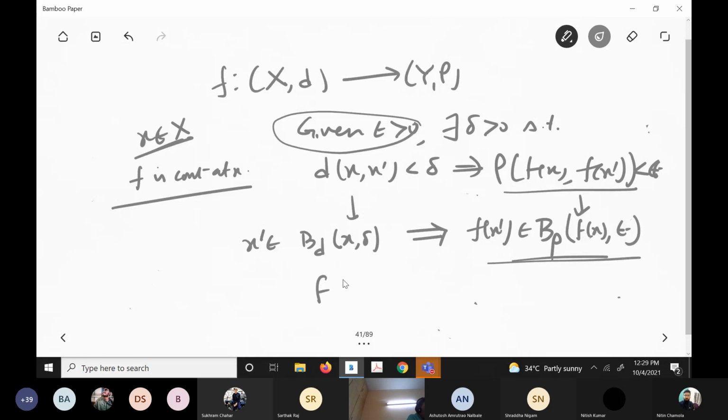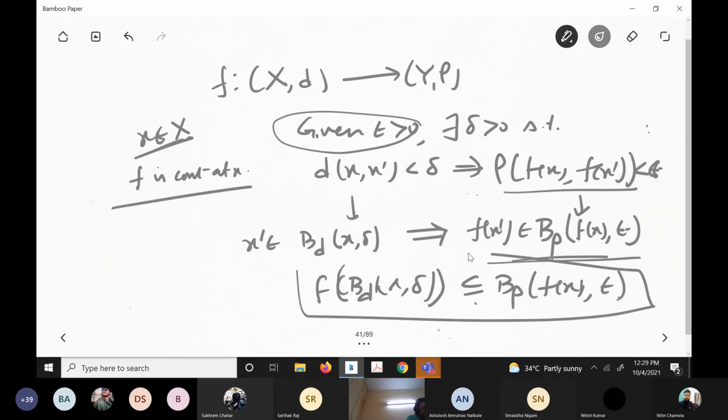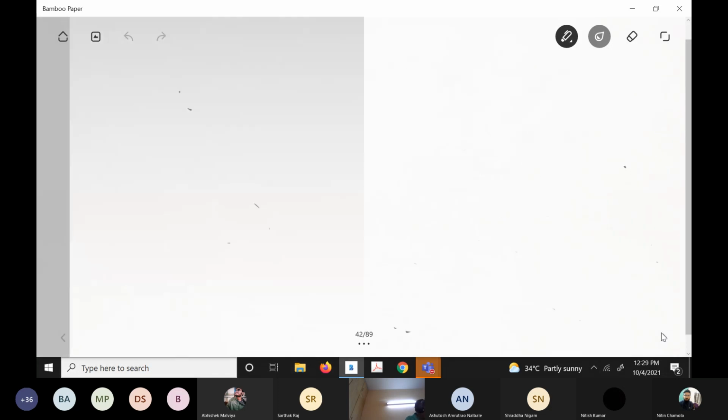This means f of B_d(x, delta) is contained in B_rho(f(x), epsilon). Got it? So this is the important thing you'll have to understand. That means given a neighborhood of f(x), I will get a neighborhood of x such that the image of the neighborhood will be entirely contained in the neighborhood of f(x). This is important. Okay.